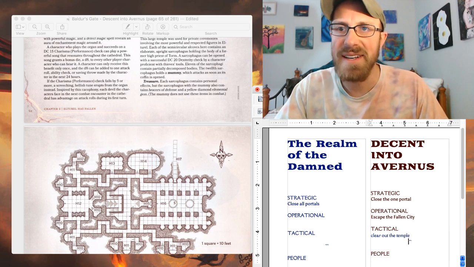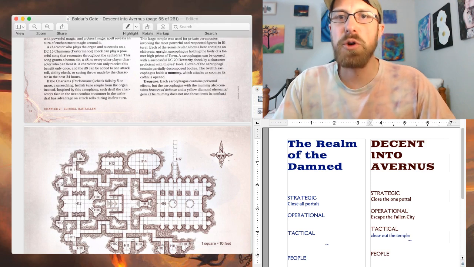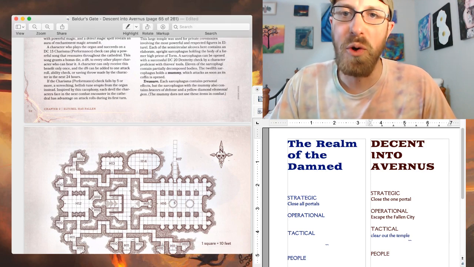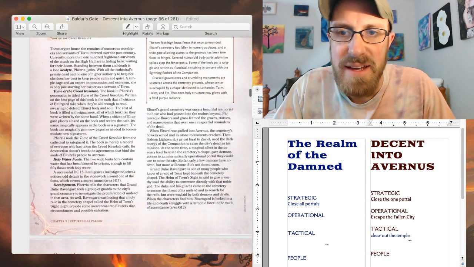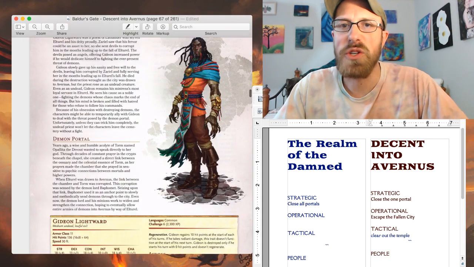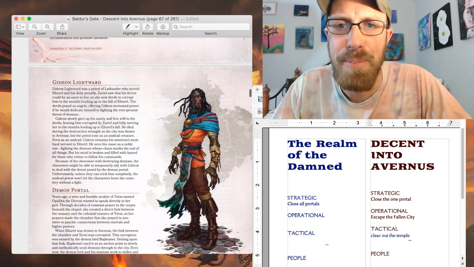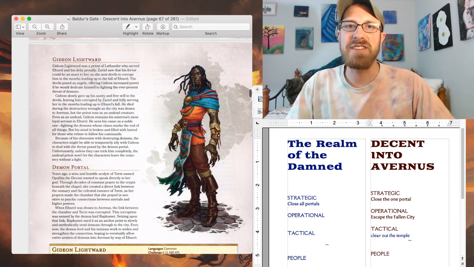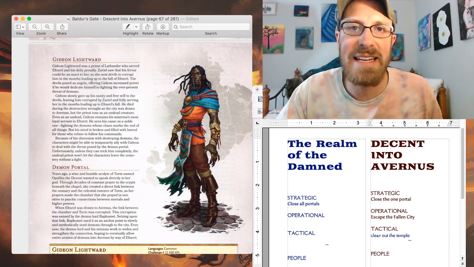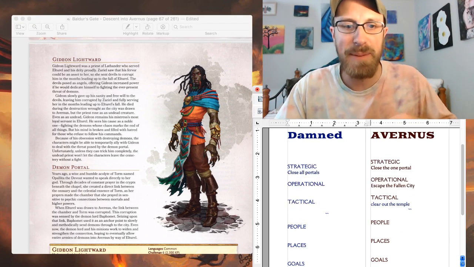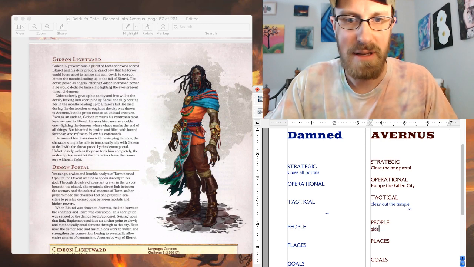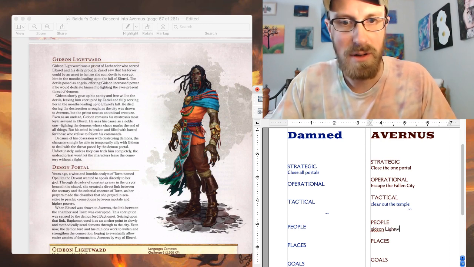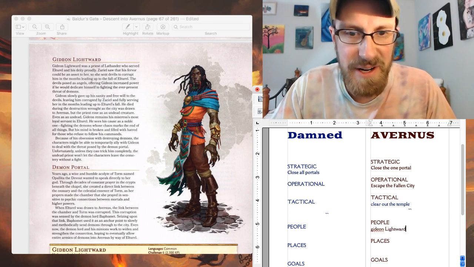Okay. So let's find some other cool tactical goals that are in here. They want to clear out this temple. Oh, what's this guy's story? I forget. Isn't he like a part zombie or something like that? Offering Gideon increased power. Gideon slowly gave up his sanity. Alright, so that's a cool person actually. This Gideon Lightward. So he's going to go down here in our campaign. Gideon Lightward. Alright. Cool.